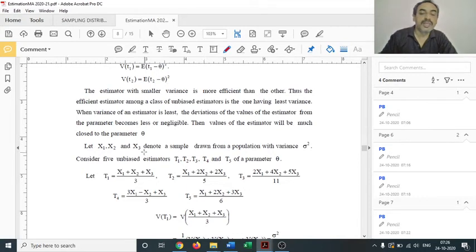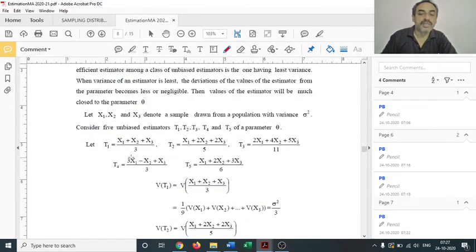Here we consider a sample of size 3, and based upon this sample of size 3, we propose 5 unbiased estimators: T1, T2, T3, T4, T5, all in different structures. T1 is (x1 plus x2 plus x3) by 3. T2 is (x1 plus 2x2 plus 2x3) by 5. T3 is (2x1 plus 4x2 plus 5x3) by 11. Again T4 and T5 are here.